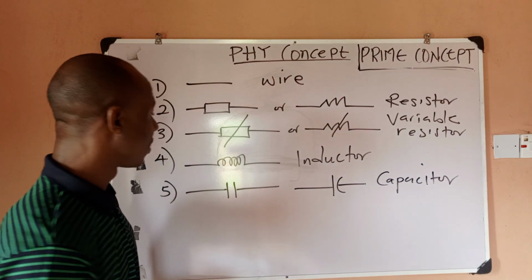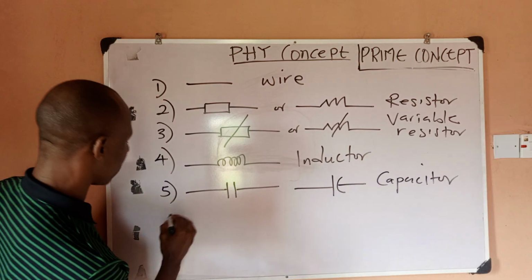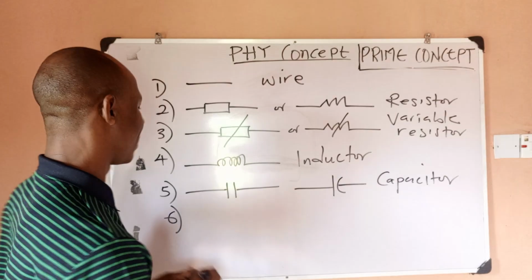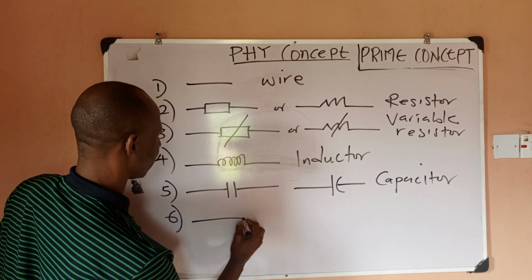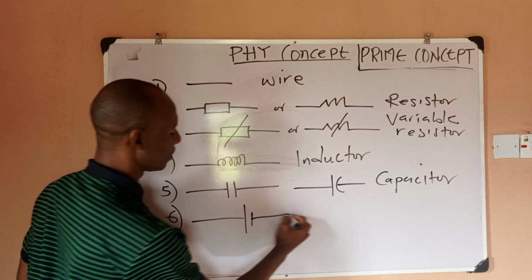So this is a capacitor. These are some of the basic circuit components. Then let's say number six, we'll have our symbol for battery. The battery symbol has a long terminal and a short terminal.